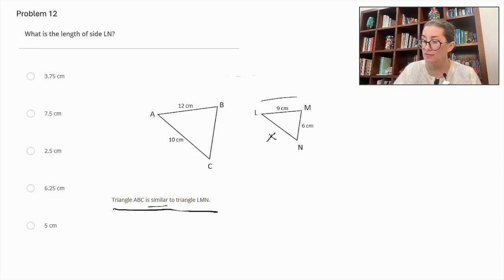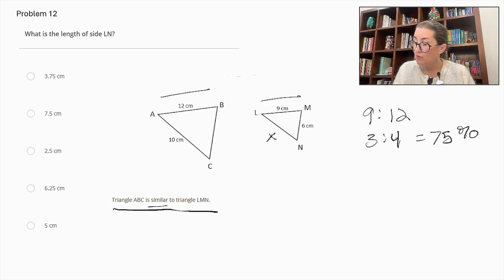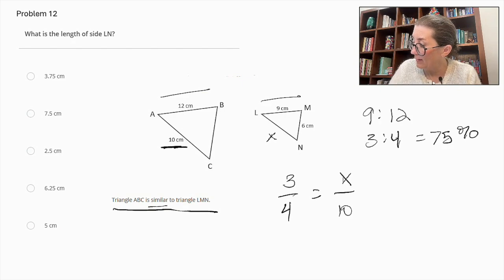So this line corresponds with this line, LM to AB, and that's 9 to 12, which is 3 to 4, which is 75%. So LMN is 75% the size of ABC. Angles are the same, but the sides are different lengths, but proportional. So we need to find X, and we know AC, so AC is 10, and the ratio is 3 to 4, so we can put X there.